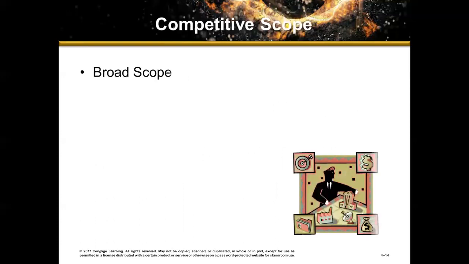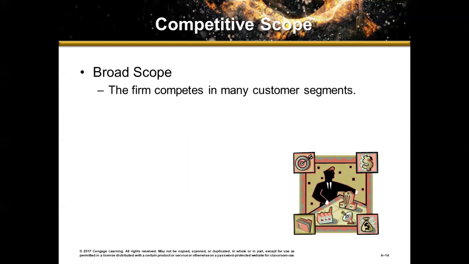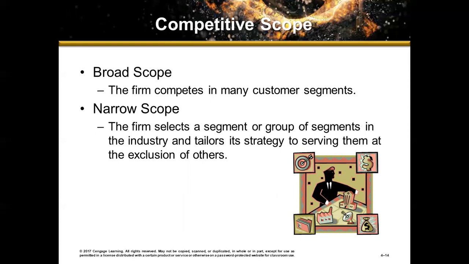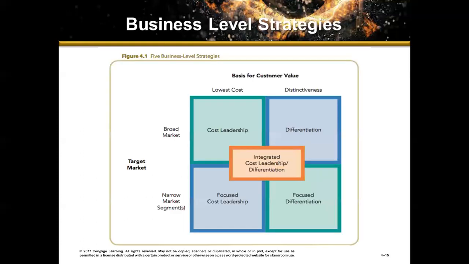Competitive scope. Broad scope. The firm competes in many customer segments. Narrow scope. The firm selects a segment or group of segments in the industry and tailors its strategy to serving them at the exclusion of others.